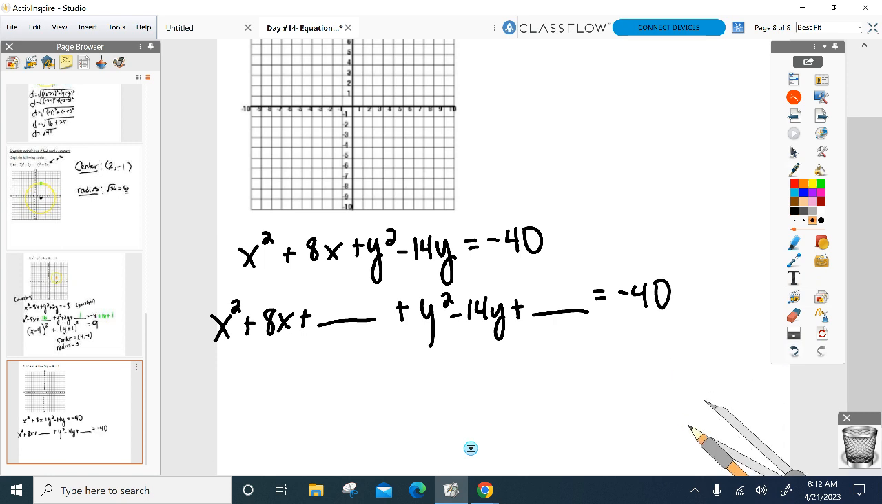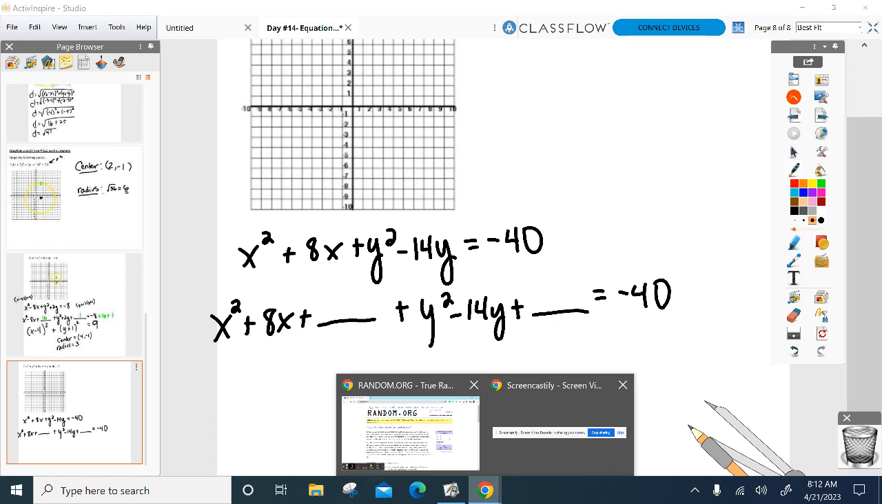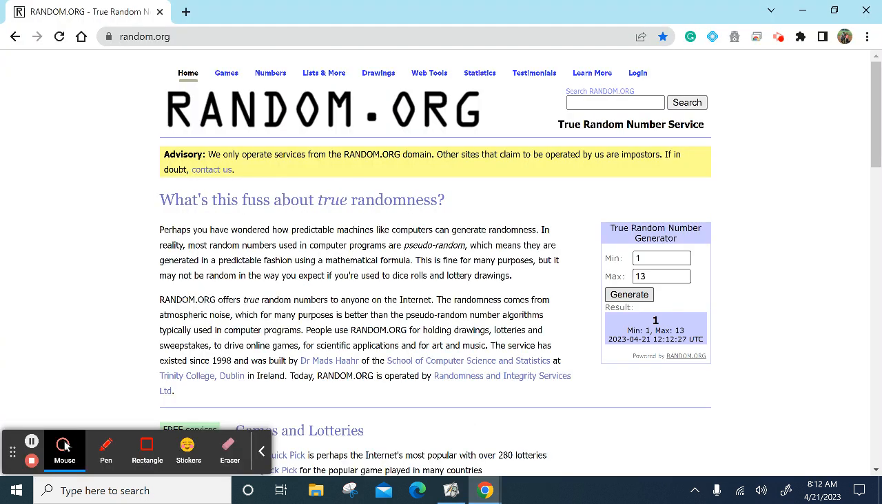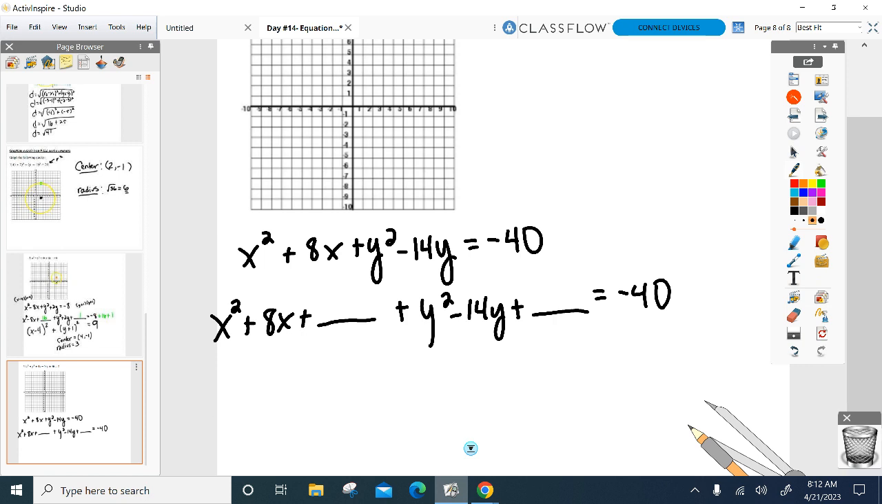Again, the process of finding the C value: half your b, squared. So let's see, go ahead. Can you find the new c's on your own? Half your b value squared. And remember, they should always be positive. These new c values are always positive when you complete the square. What is the new c value on the x's? 16. 16, good work. 4 squared.